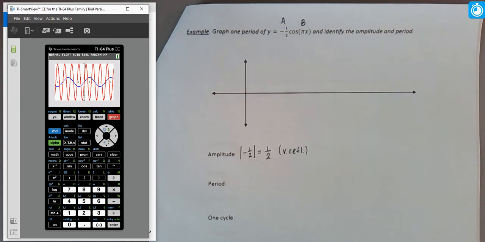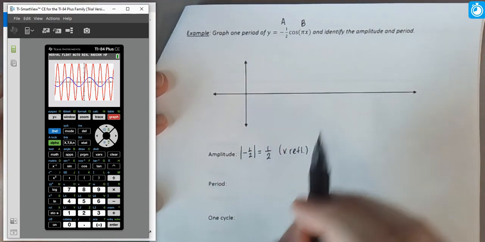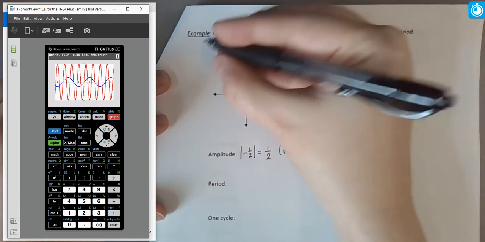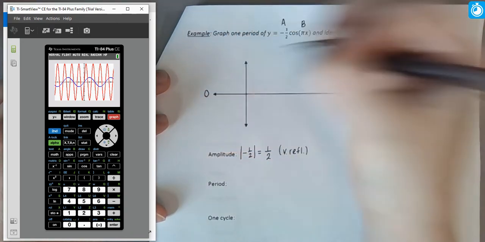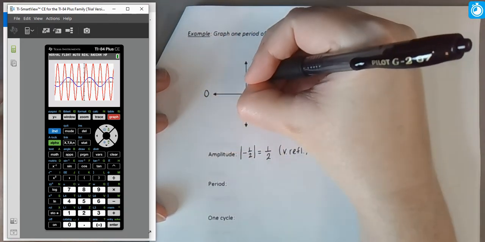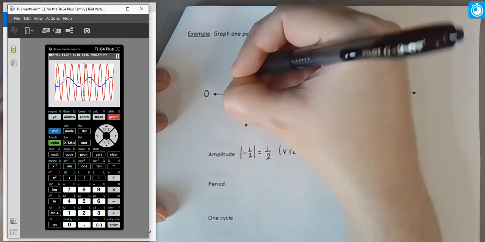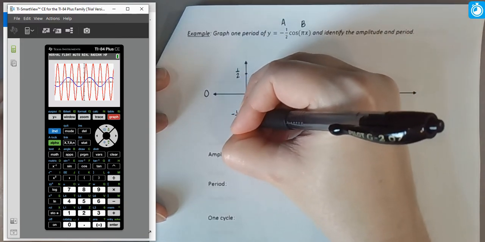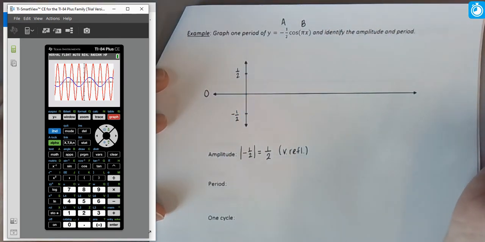So the height of the wave has shrunk. It goes from a height of 1 to a height of 1/2. And then we're also reflecting the points over the x-axis. So let's label our y values based on that. We're not shifting up or down, we're just changing the height of the wave. So our center line stays where it is, we haven't shifted anything. But now we maximize at 1/2 and we minimize at negative 1/2.